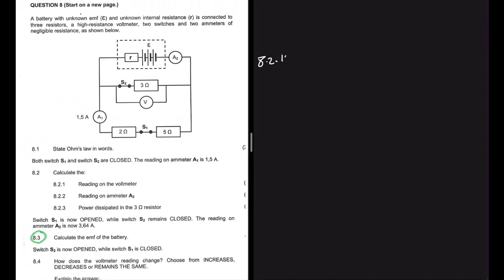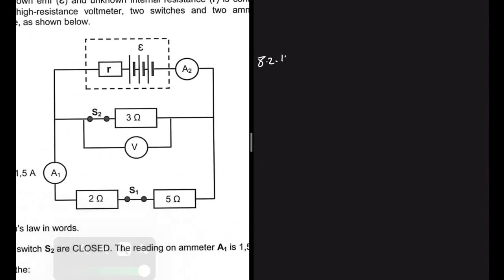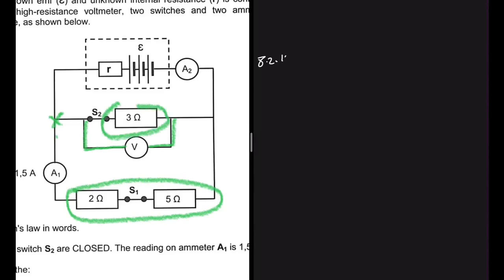8.2.1, we're looking for the reading on the voltmeter. So our voltmeter is connected across this 3 ohm resistor, as you can clearly see. What you have to realize here is that the current splits at this point. So we have two parallel paths. These two resistors, the 2 and the 5, are parallel to the 3 ohm resistor. And what do we know about resistors in parallel? We know that the voltage is the same, but the current is different, right?